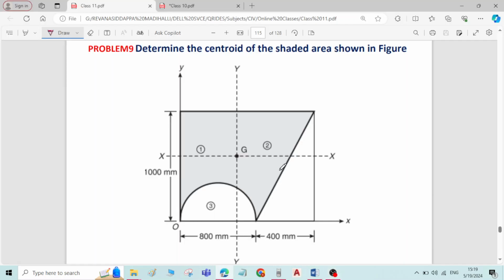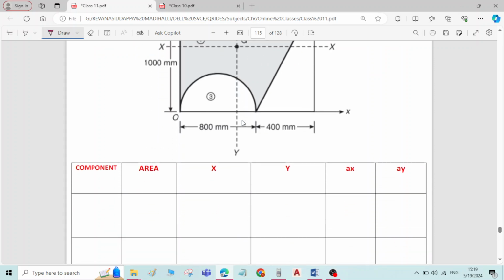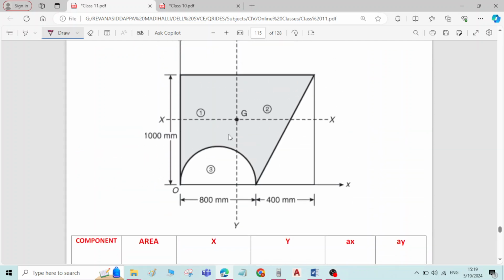Hi, this is problem number 9 on centroid of plane figures. So here the question is to find the centroid of the shaded area. Therefore, while finding the total area, here we have to find the area of the shaded portion alone.